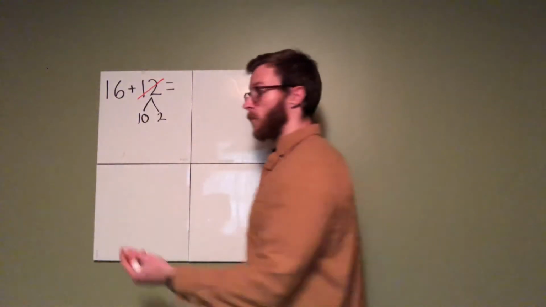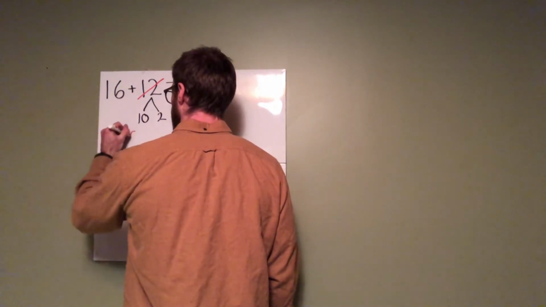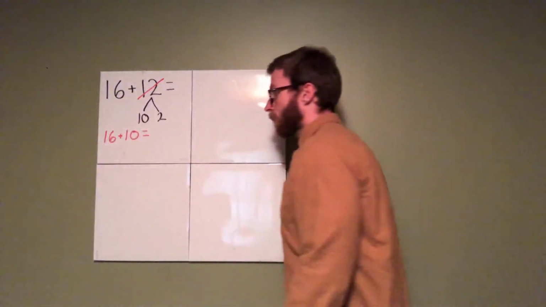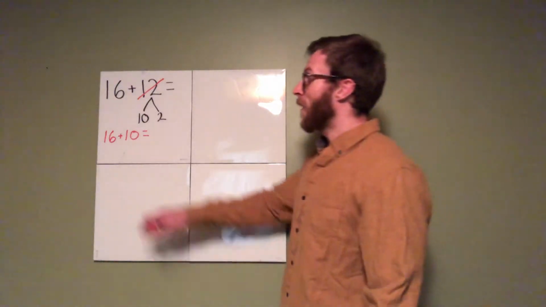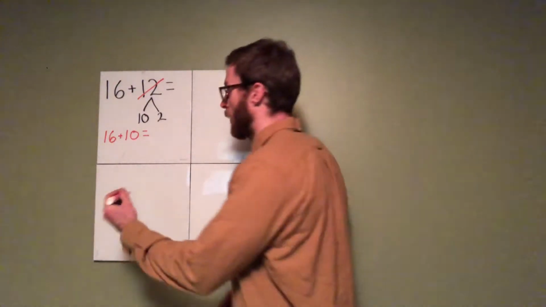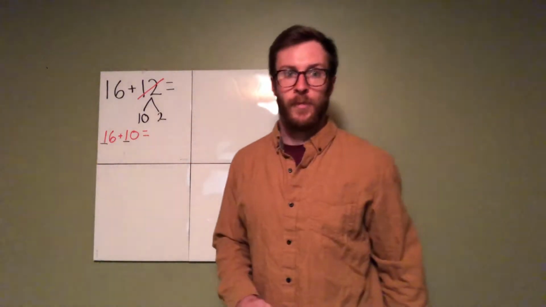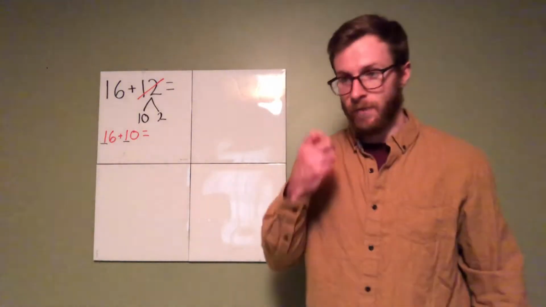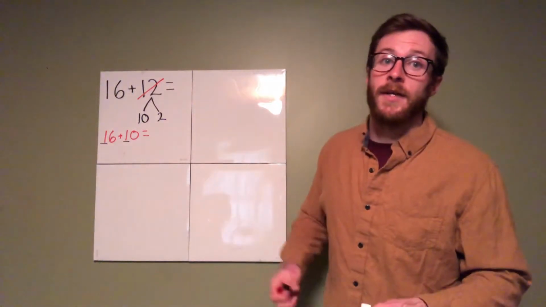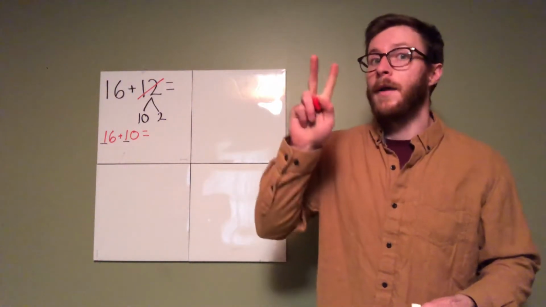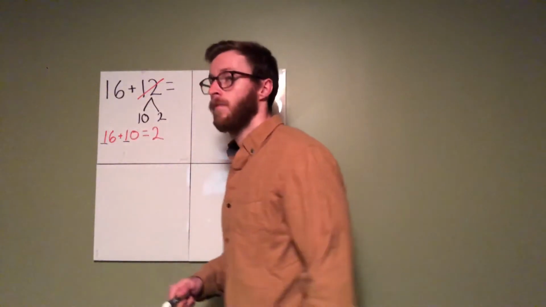So I'm going to write that out as a number sentence. You should too. Now, if I'm looking at 16 plus 10, I'm going to look at my tens places first. So I have 1 ten plus 1 ten. What is 1 cookie plus 1 cookie? How many cookies do you have? You have 2 cookies. So 1 ten plus 1 ten is 2 tens. So in my tens place, I'm going to write a 2.